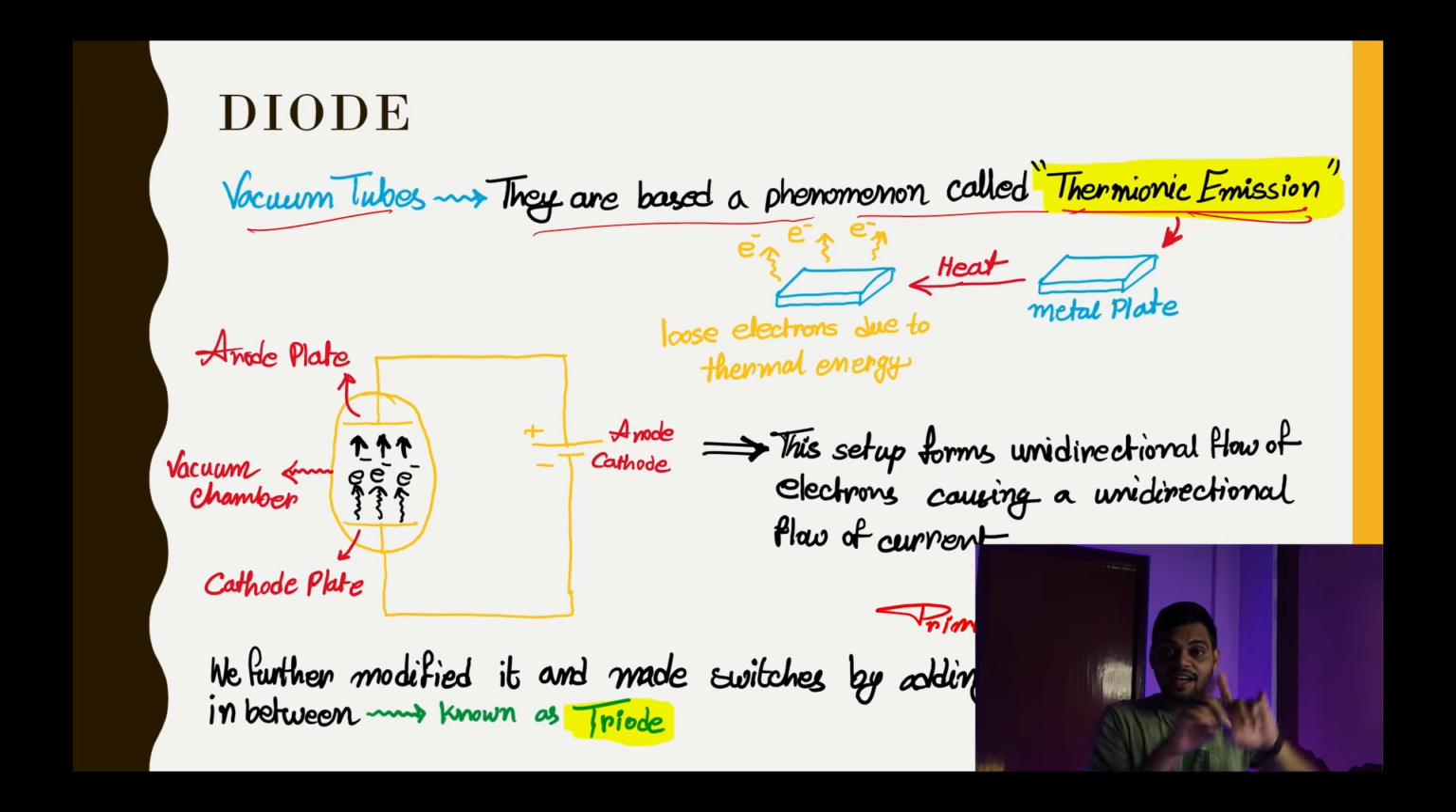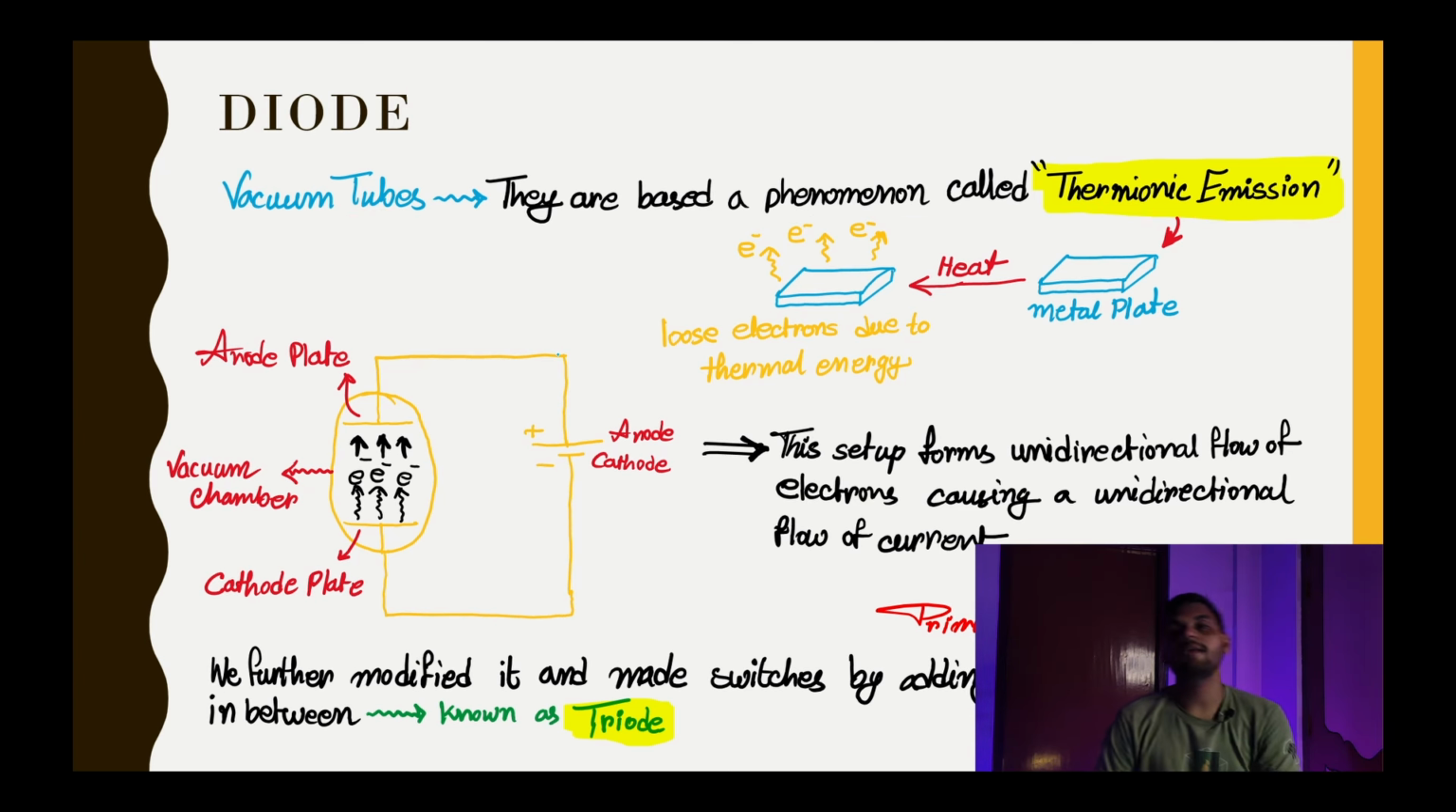Isn't it simple? Let me tell you again. We have a metal plate right here and we are heating it. Once we are heating the metal plate, electrons are moving outwards from it. Electrons are getting radiated. That particular phenomenon is called thermionic emission. So we have discussed thermionic emission.